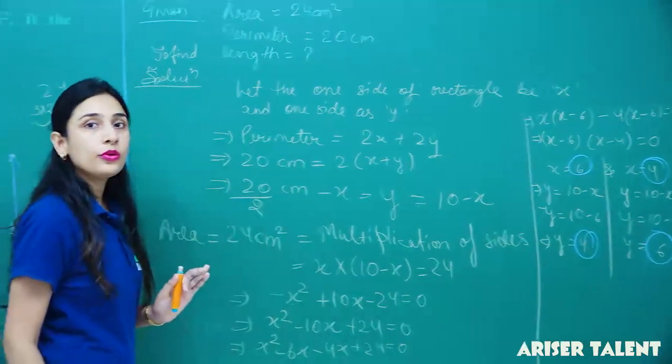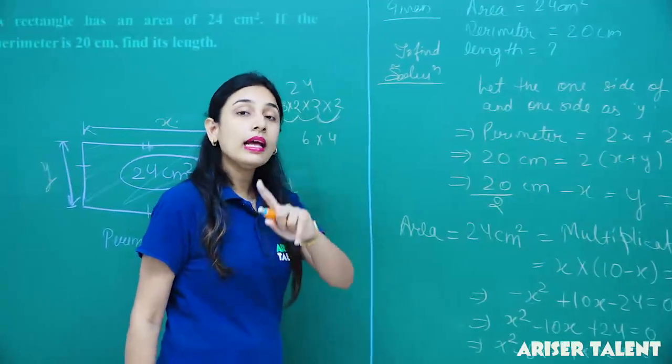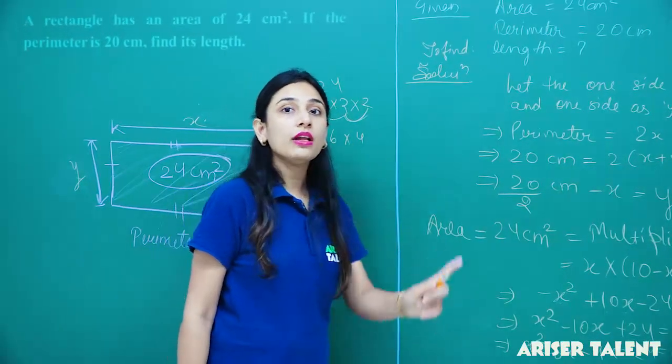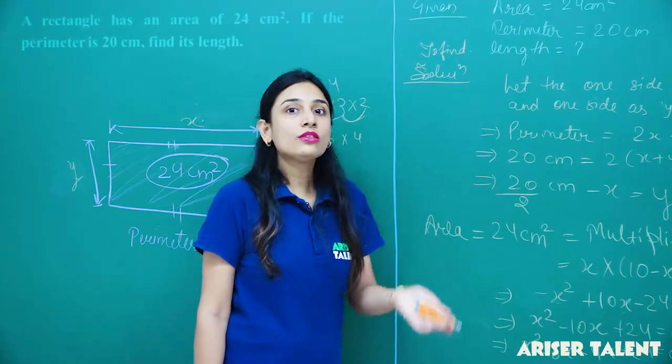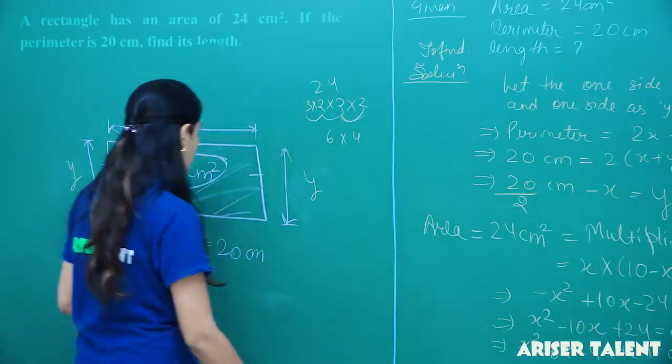So which pair am I going to take? I am talking about the length. Now length is what? The bigger value. So lengthwise that will become 6.